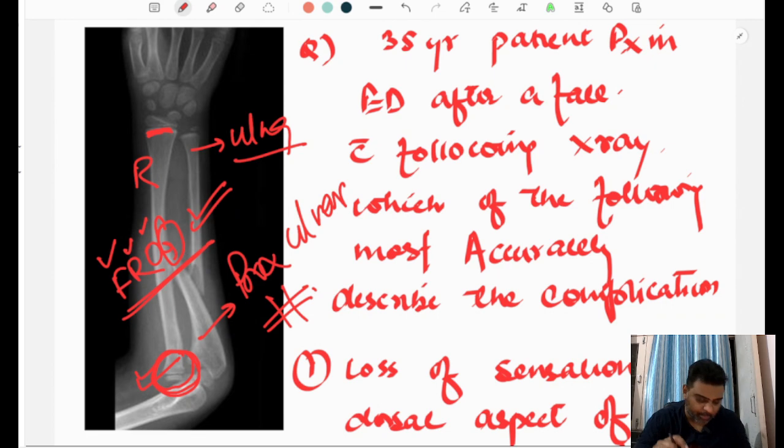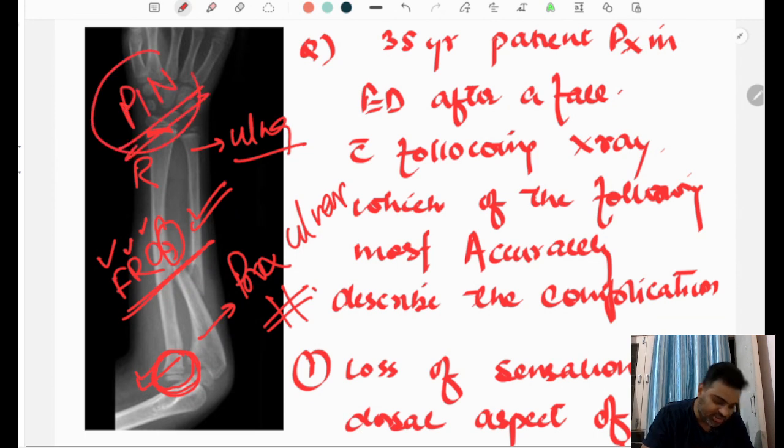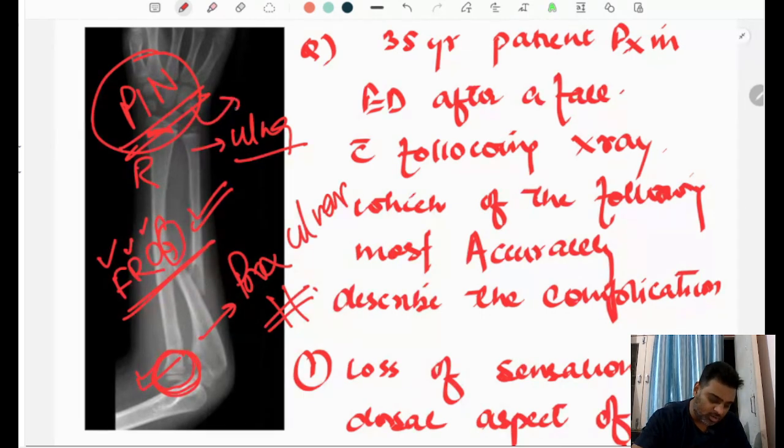Now, the most important point is that first you have to identify this fracture. Second thing you have to identify in Monteggia fracture is the most common nerve involved. Can anybody tell me which is the most common nerve involved in Monteggia fracture? This question was asked around 6 to 7 years back in AIIMS. So in Monteggia, the most common nerve injured is the posterior interosseous nerve. Please remember, it is a branch of the radial nerve.